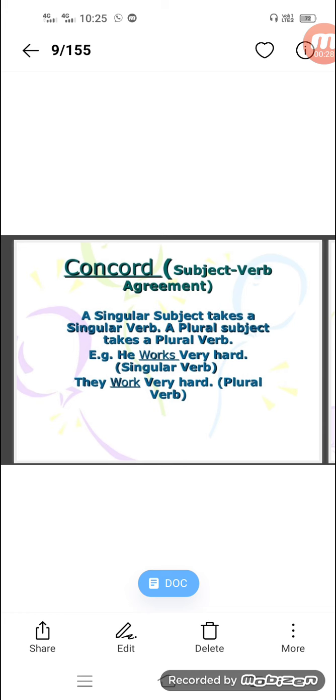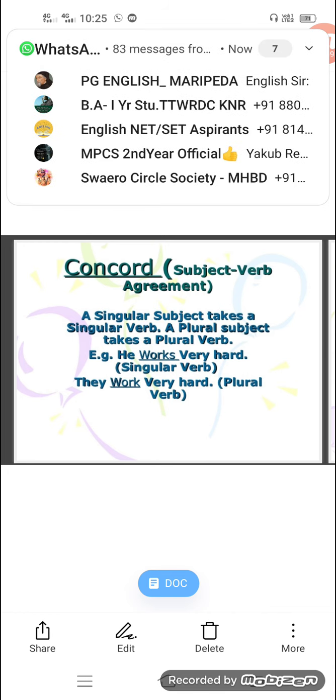A singular subject takes a singular verb, and a plural subject takes a plural verb. These are the basic things that we have to know in this Concord. For example, he works very hard. Here works is a singular verb because we can see the agreement between he and works. He is third person singular, that is why the verb should also be singular. Whenever we add s to the verb, it becomes a singular verb, right.